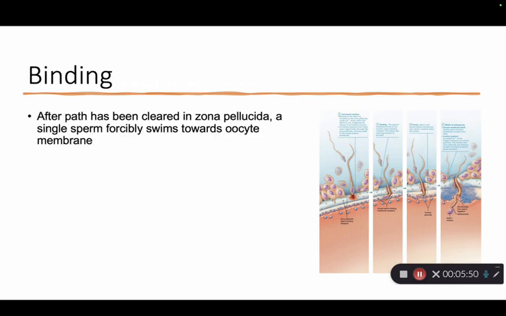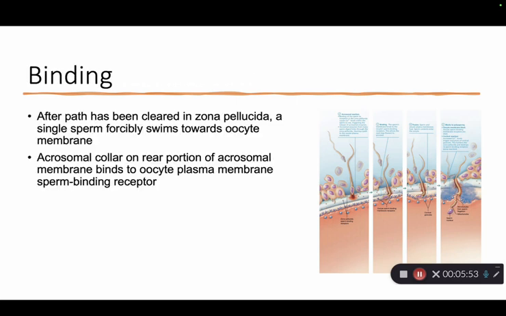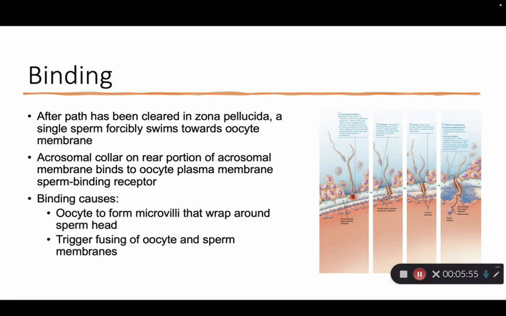Finally, the last stage is binding. One sperm will bind to the oocyte membrane, which will trigger the oocyte to form microvilli that wrap around the sperm head and fuse the membranes. This step will ensure that only one sperm nucleus enters, initiating the final, irreversible steps of fertilization. It is truly an elegant gatekeeping mechanism because once this binding occurs, other sperm are blocked from entry.